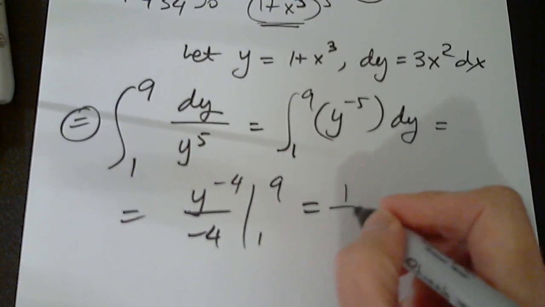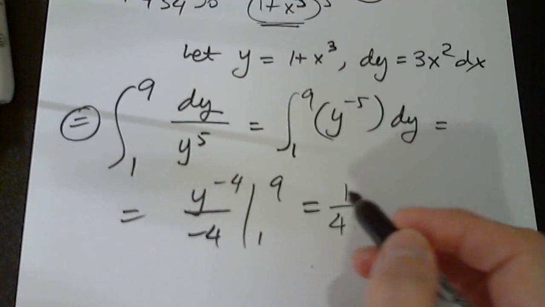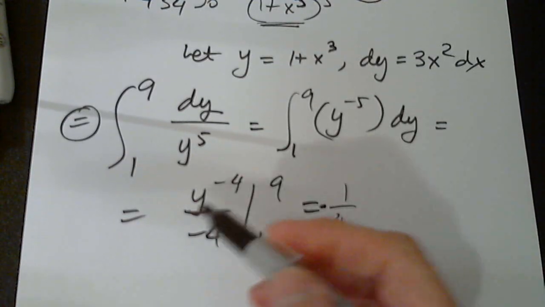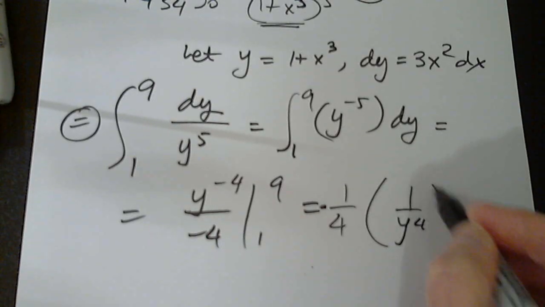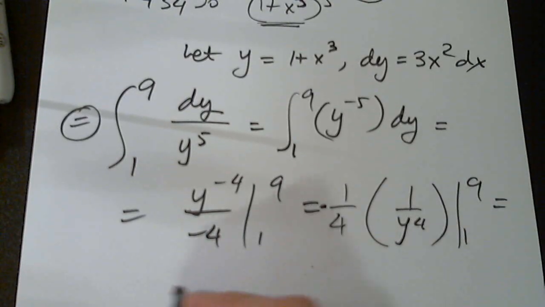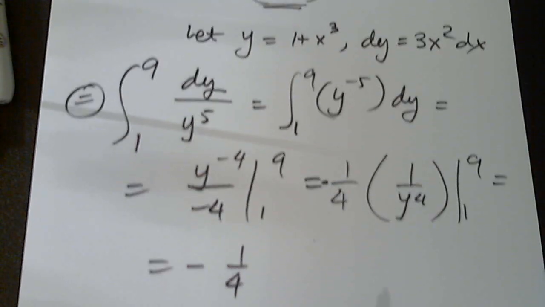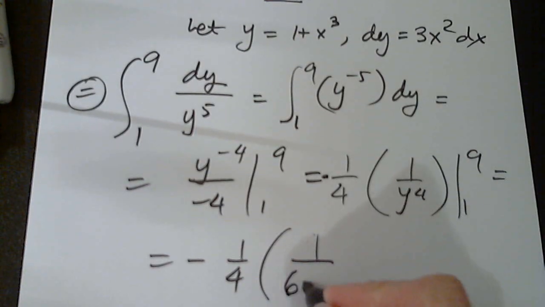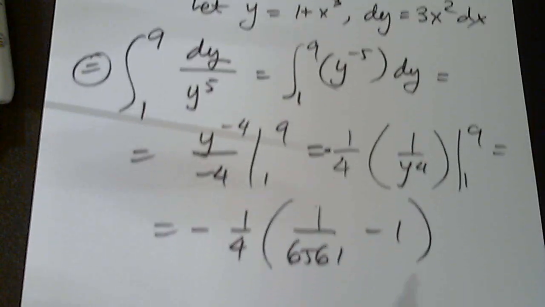You know, I always like to simplify the calculations as much as possible. So this becomes 1 over y to the 4th from 1 to 9. So we have a -1/4 in front. When I plug in 9, how much is 81 times 81? Anybody? 81 squared? Yes, 6561. So 1 over 6561 minus 1.